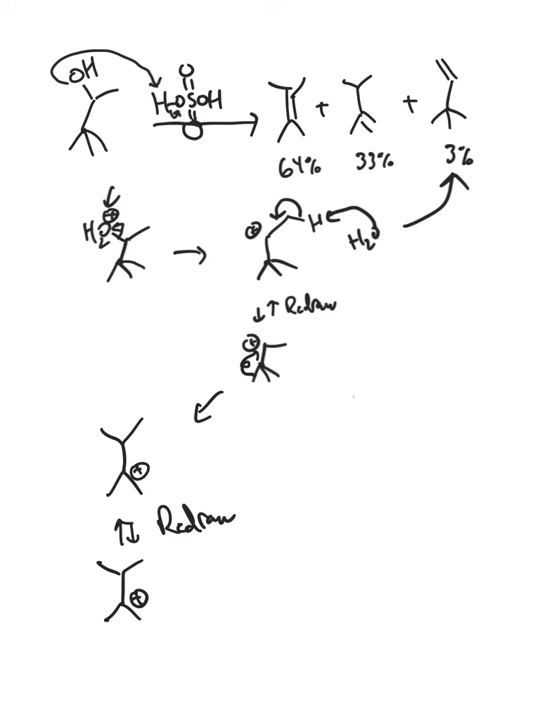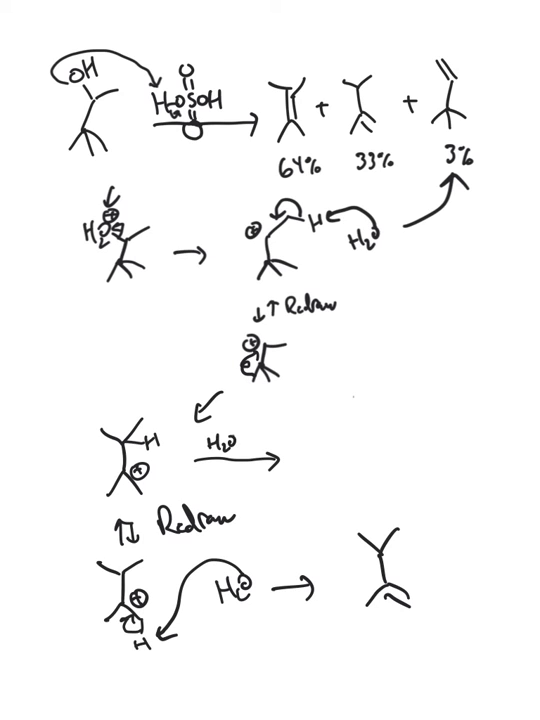And then to get to the 33% product, what happens is the water would come in, grab the hydrogen off of the methyl, forming the double bond, and that gets us to this alkene. And then the other reaction, the water, as we showed on the last page, comes, grabs the most substituted hydrogen, and we get this product.